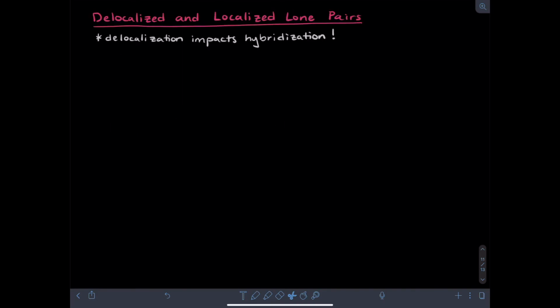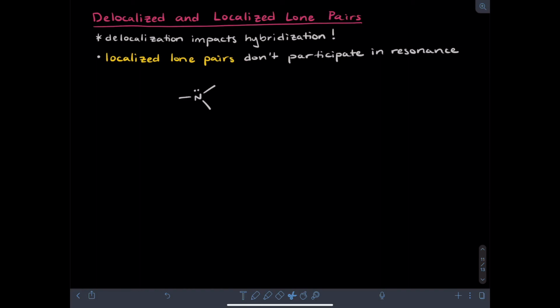I want to end by talking about lone pairs and hybridization. Because if a lone pair participates in resonance, that can change an atom's hybridization. We'll use the term localized lone pair to describe one that doesn't participate in resonance. For example, let's look at the following amine. I have a nitrogen bound to 3 different carbons, and that nitrogen has a lone pair. This molecule doesn't have any of the resonance patterns we discussed.